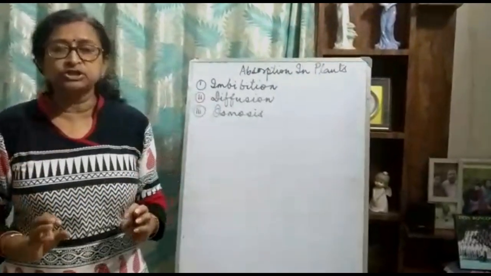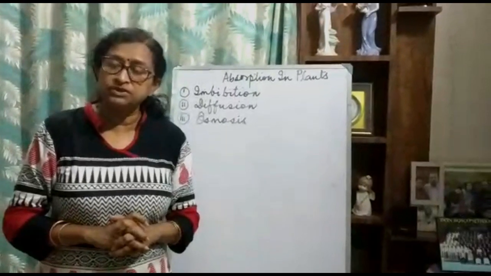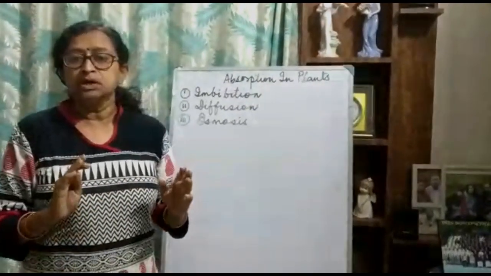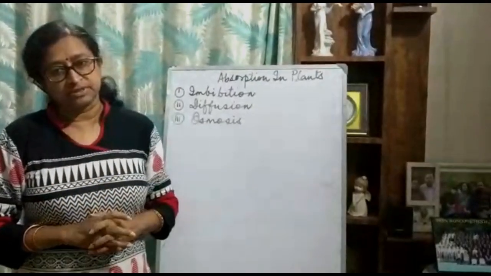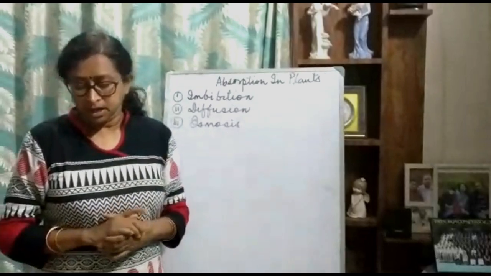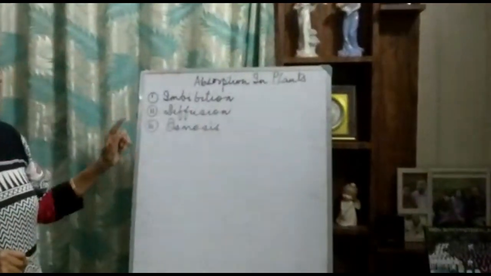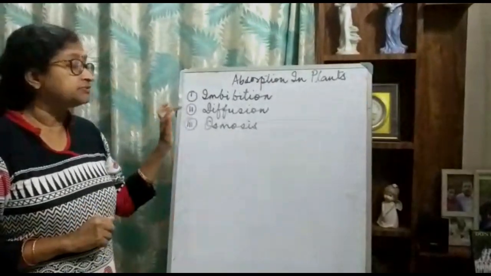So, imbibition is a phenomenon by which water moves into the system through hydrophilic surfaces by the process of surface tension and therefore swells up the structure. Another mechanism by which water is absorbed into the plants is diffusion.